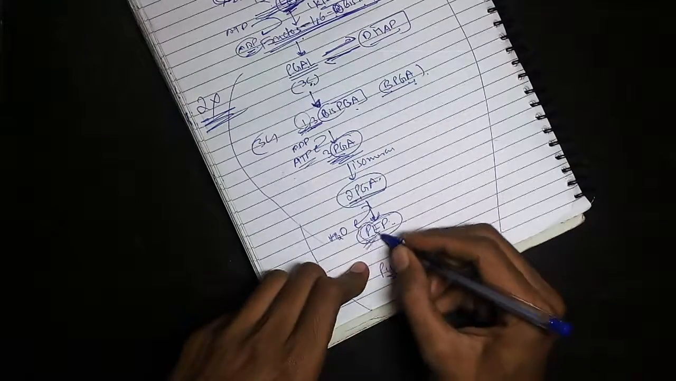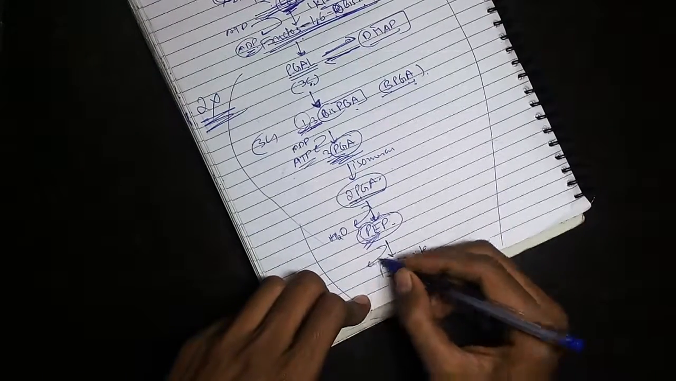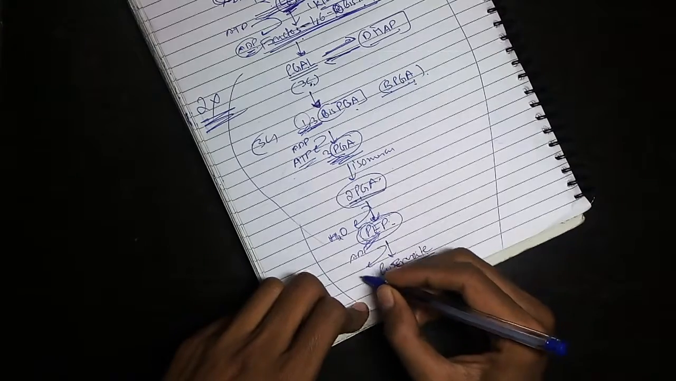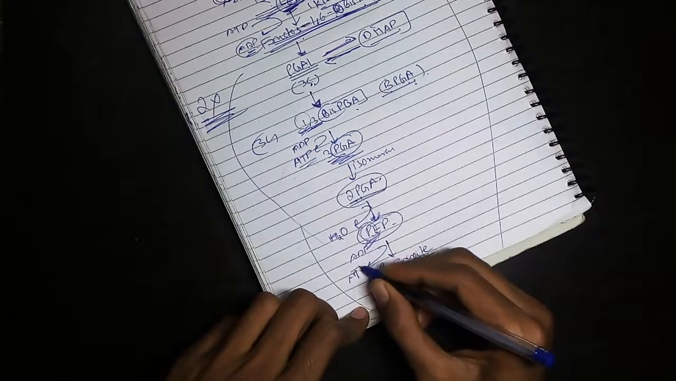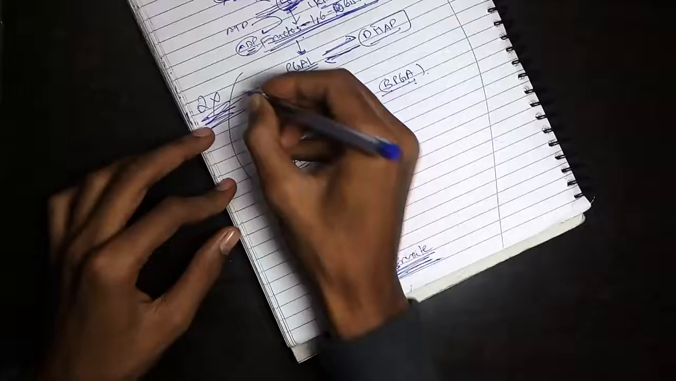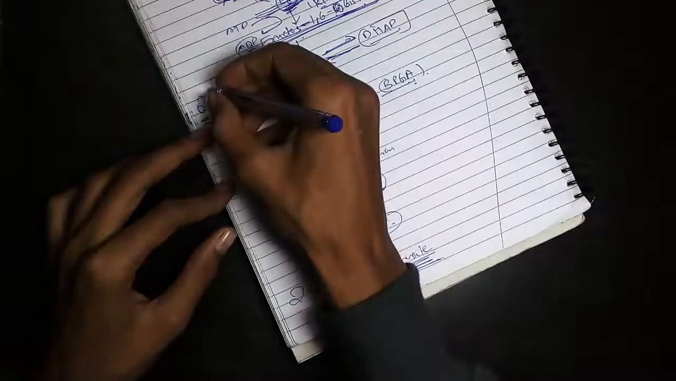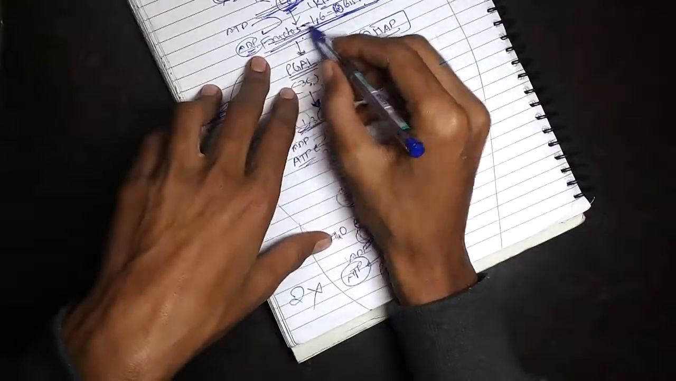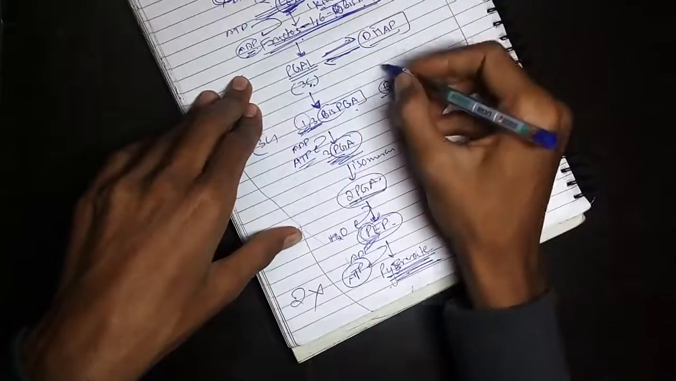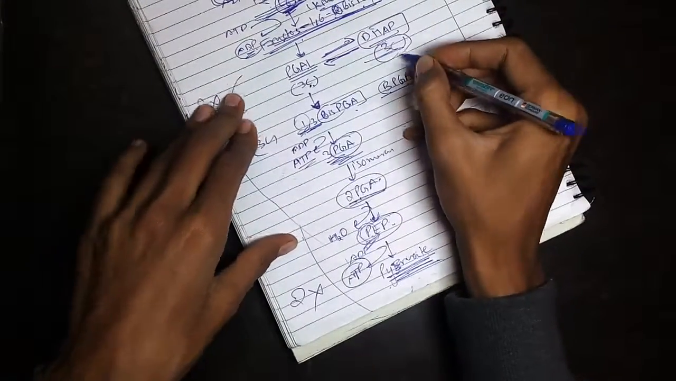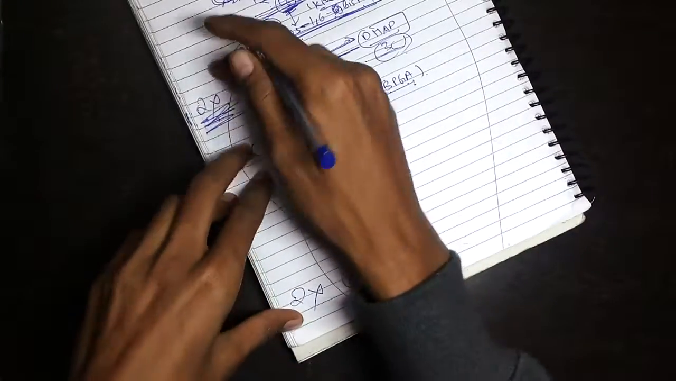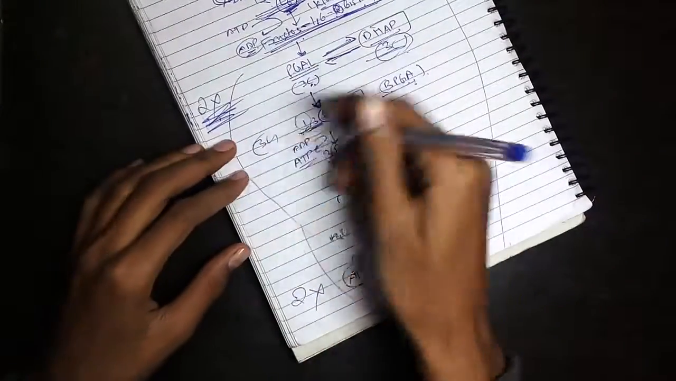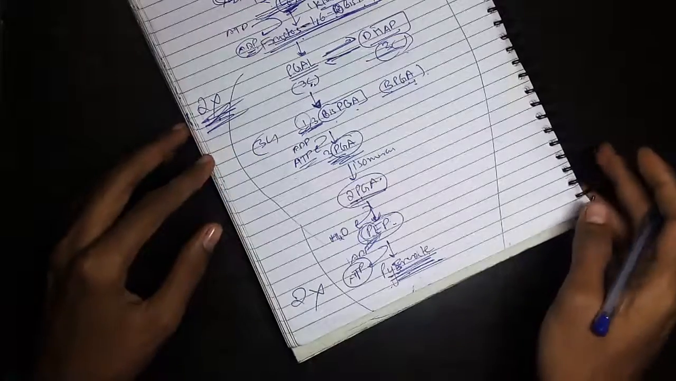Then the phosphate is moved to ADP and converts it to ATP. So we have to multiply these reactions by 2 because these are 3-carbon compounds, as we can see here. From here these get converted into 3-carbon compounds and the reactions occur 2 times.